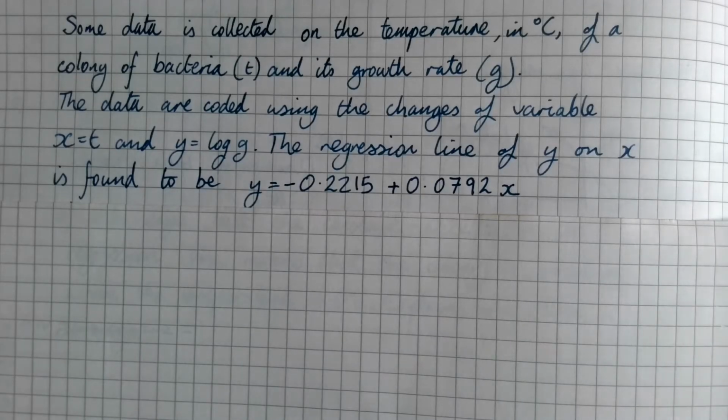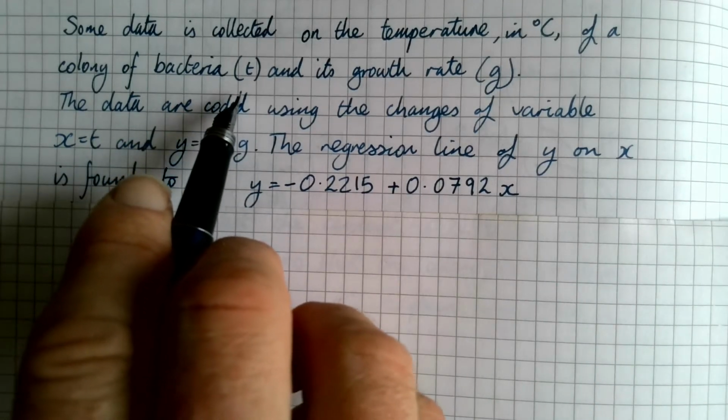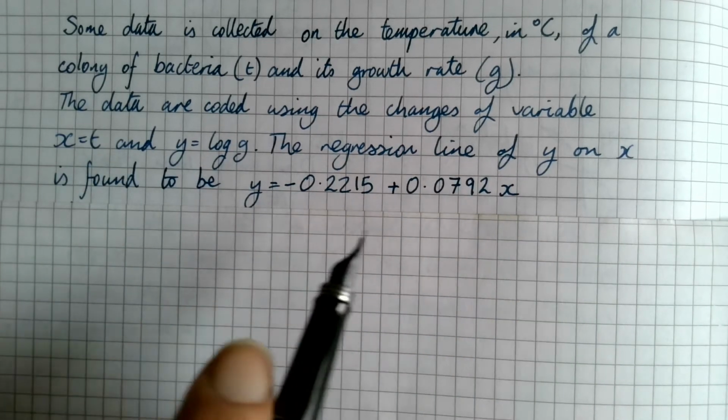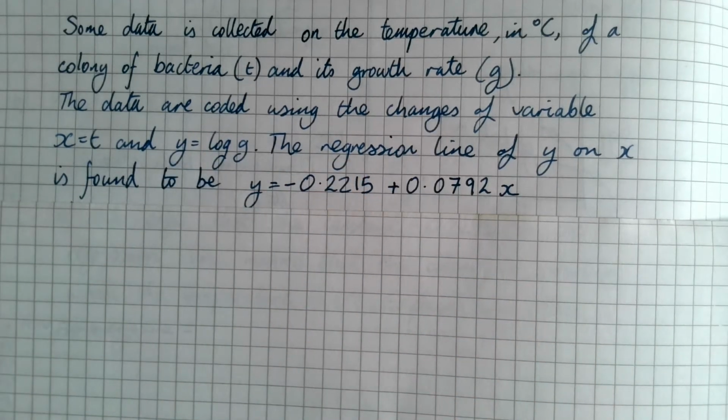Here's our example. I'm going to read it to you, even though I know you've been doing your own reading for some time now. It says some data is collected on the temperature in degrees Celsius. If you look in the textbook on page 2, they've actually got the data written out, but you don't need it. So some data has been collected on the temperature of a colony of bacteria, T, and its growth rate, G. The data are coded using the changes of variable x equals t, and y equals log g. So the log of the growth rate is going up the y-axis.